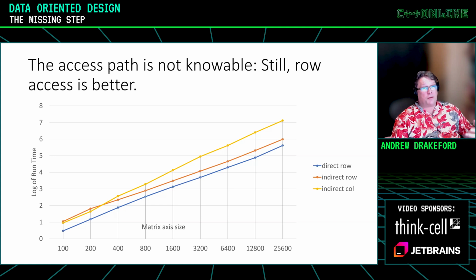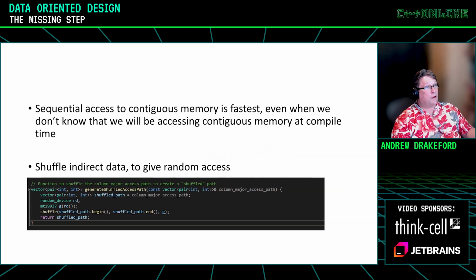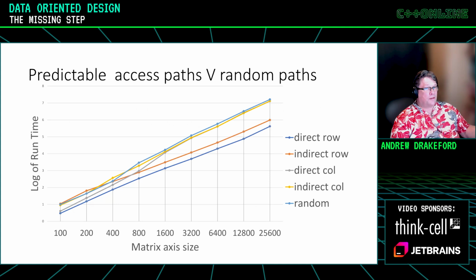But as we move up to larger matrices, we start paying quite a heavy price for this indirect column access. And one final one, we can shuffle the data to make us have random access. This is the top blue line. So we said indirect access through data which is being shuffled. So it is entirely random. It's only marginally slower than the indirect column. But the difference between this type of access pattern is a lot less for smaller matrices.